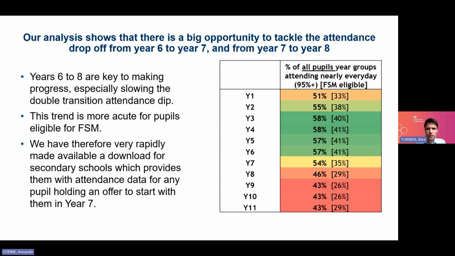In the chart on the right of this slide, you can see the proportion of children who attended almost every day, over 95% of the time, in each of the school years in the academic year 22-23. Those bold statistics, so starting at 51 down to 43, are all children. And in the square brackets, that's the rate of everyday attendance in children eligible for free school meals.